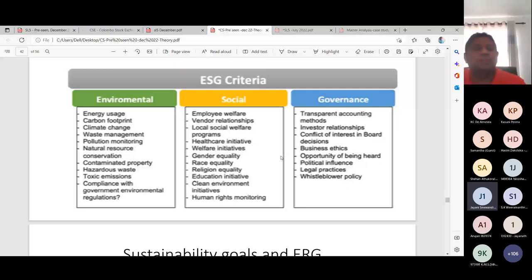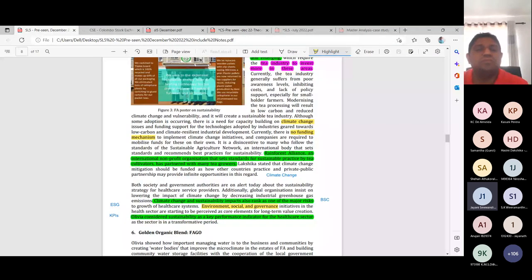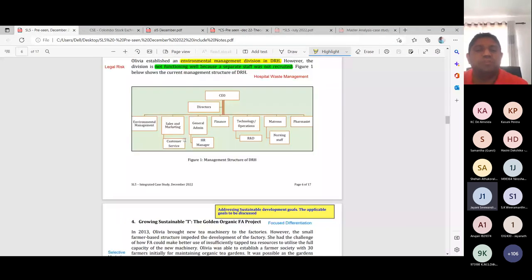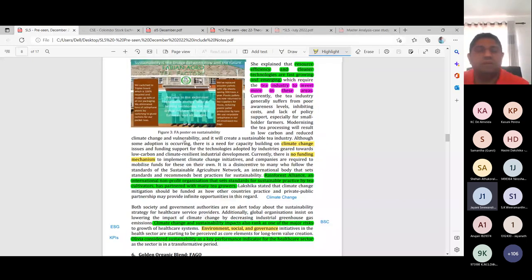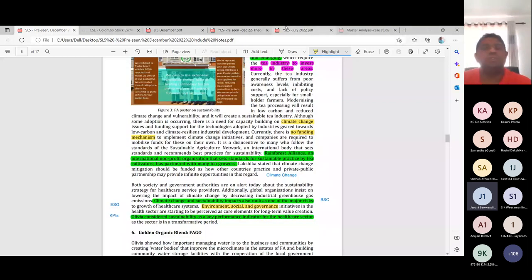Yes, your point is correct. This environment aspect is completely ignored. Even though we have a department, it is not properly working, no? The environment management division is not properly working. That's a concern, right? So these are aspects we have to look at.